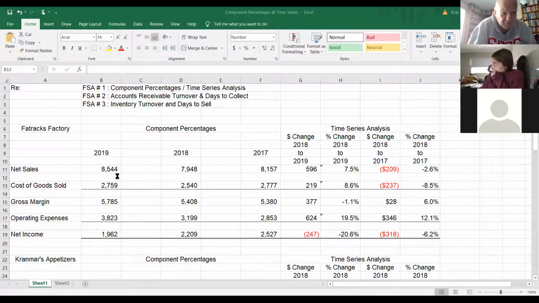So you found your information. Sales minus cost of goods sold equals gross profit, right? Minus operating expenses. And I'm going to change this to operating profit.